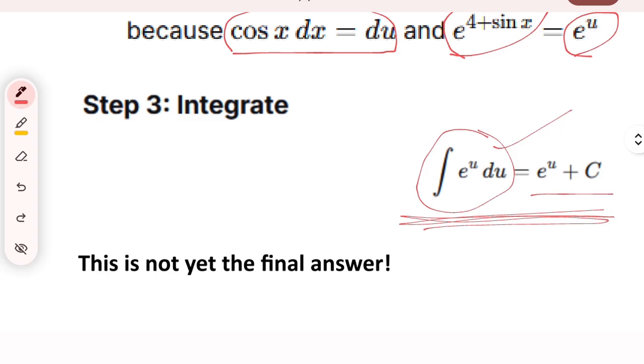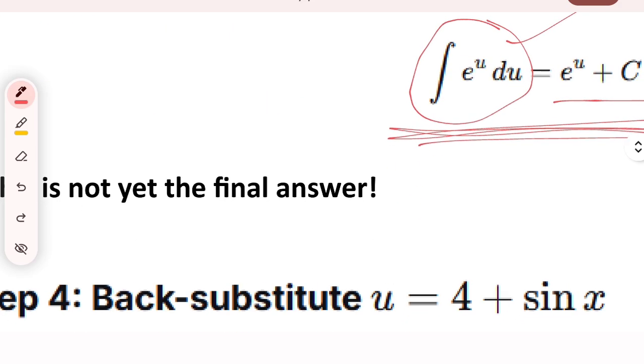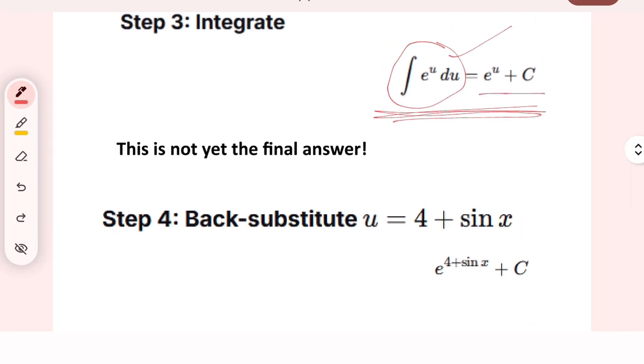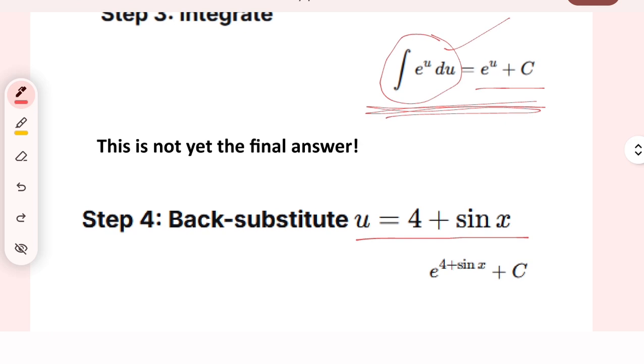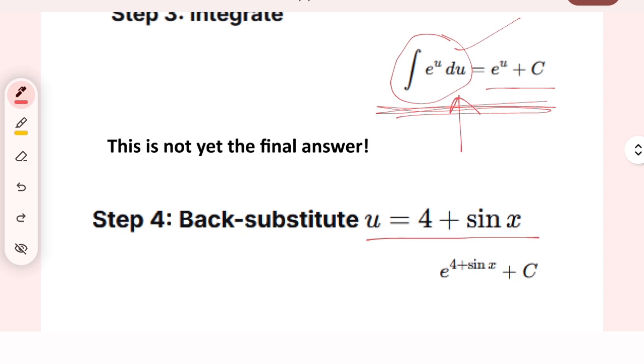No. The final answer should be you need to put u back into the equation. Remember, we have a substitution, so we put u back. This is the equivalent of u. U is actually 4 plus sine x. We let u be that value, so we need to change the u to this value of 4 plus sine x.